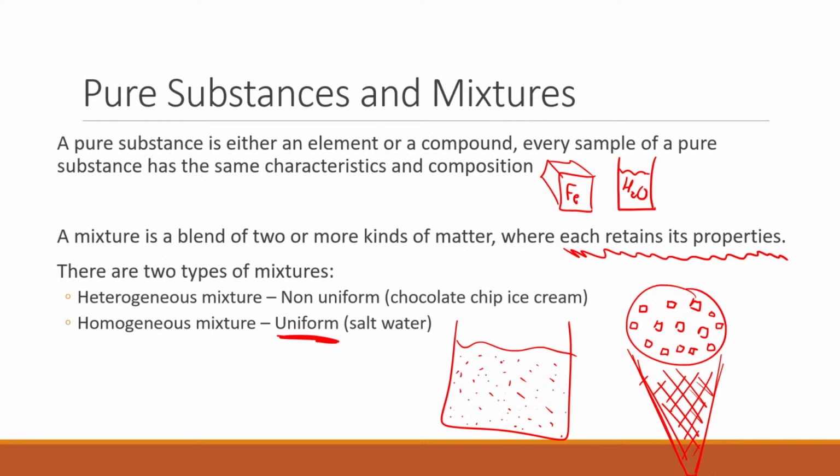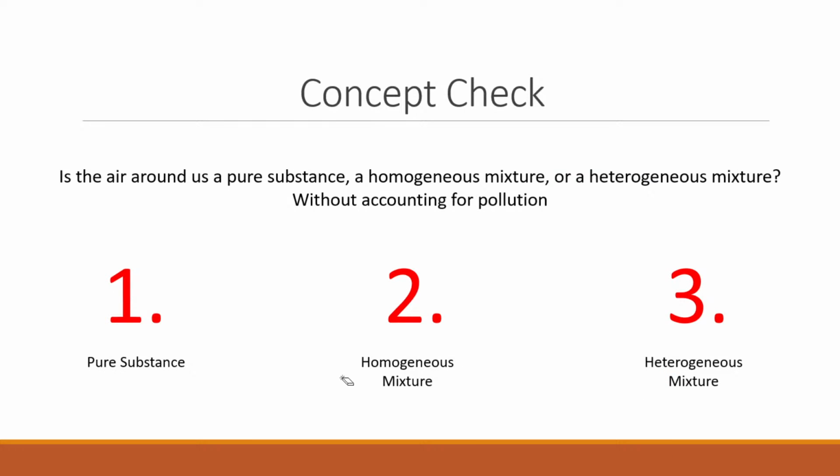Now, what if we had something like the air? You breathe in, you breathe out. You breathe in, you breathe out. Is that air that you are breathing in and out a pure substance, a homogeneous mixture, or a heterogeneous mixture? Not counting pollution, right? We're not talking about dust in the air or smog or smoke. Just the air.